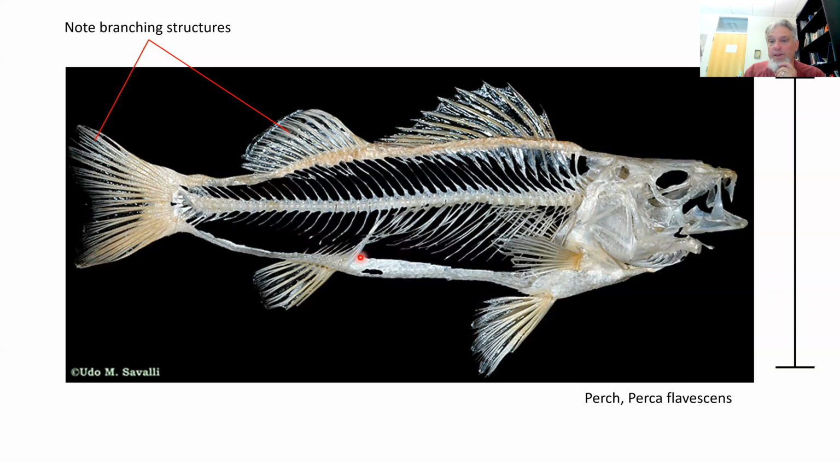And I included this because I wanted to show how the rays and the spines articulate with the skeleton, with the dorsal processes of the vertebrae. Here in the anal fin, likewise, they articulate up here, and the pectoral and pelvic fins tend to articulate with the bony structures of the head.